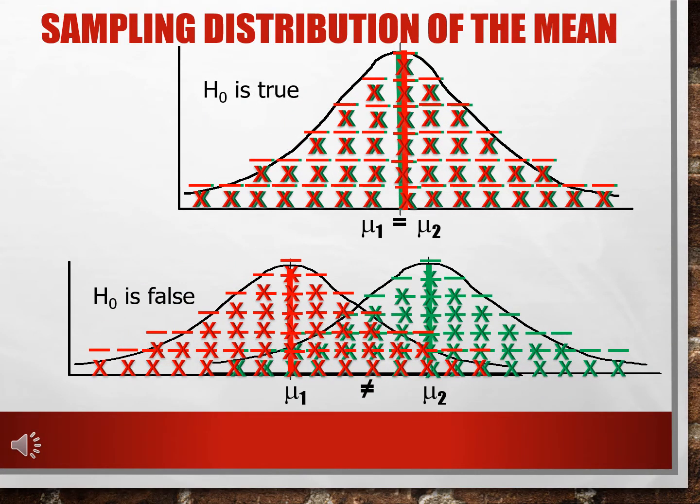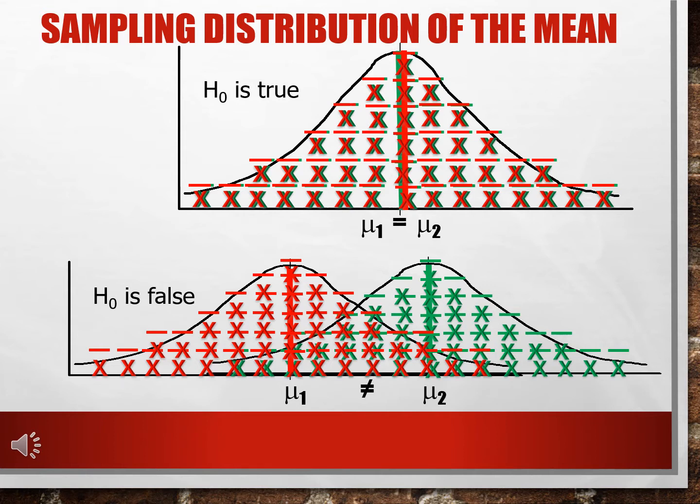When the two population means are exactly equal, and remember that we have an assumption that sigma, the population standard deviation, is the same for all groups. So when mu1 is equal to mu2, then the distributions pile right on top of each other. So this red distribution of means and this green distribution of sample means, both these sampling distributions of the mean are right on top of one another when the null hypothesis is true, when the two means are exactly equal.